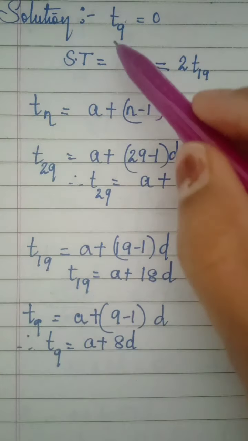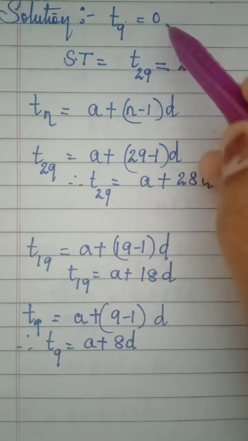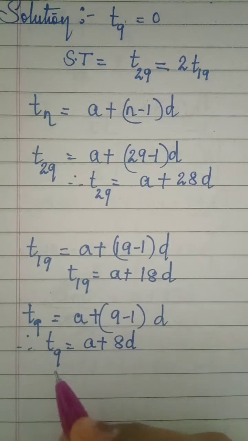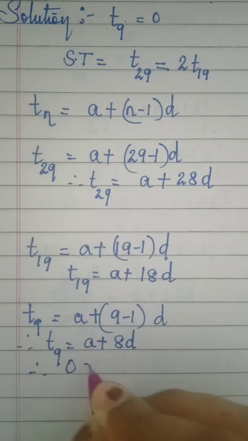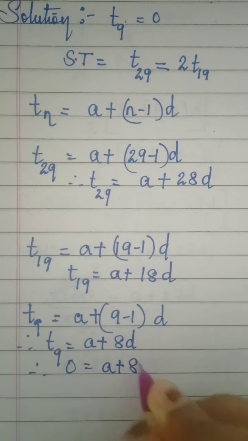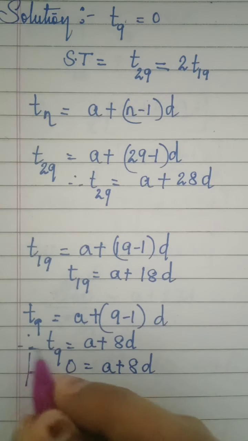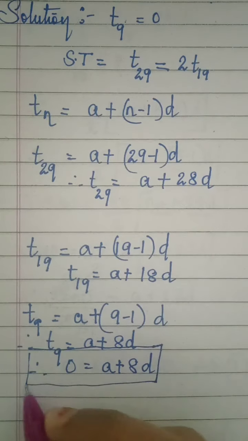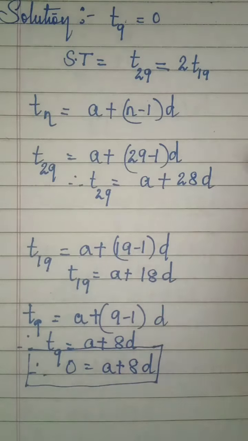But one more thing we know. What is the value? T9 is equal to 0. So in place of T9 I'll write 0 is equal to A plus 8D. This you have to put in a box. You need this information.